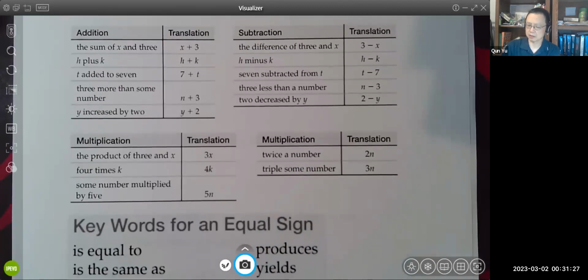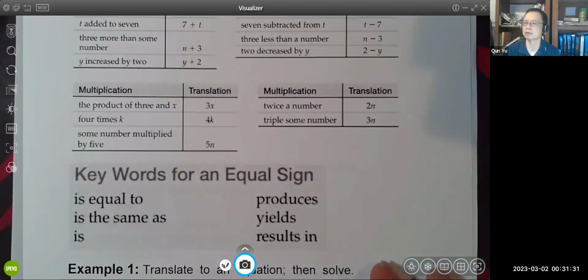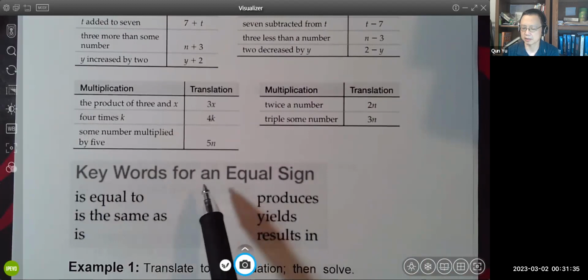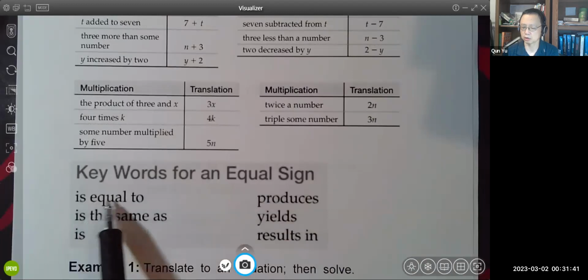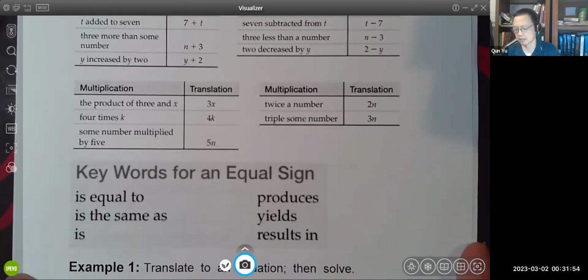Now let's look at some keywords for the equal sign. When you set up the equation, you have to identify which part equals which part, right? So we need to identify the words that give you the equal sign. Now here are some examples. Is equal to, is the same as, is, produces, yields, results in. They all indicate the equal sign.